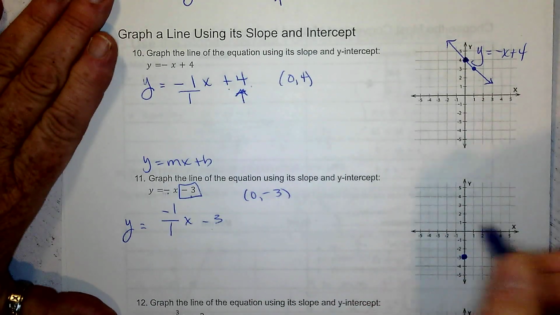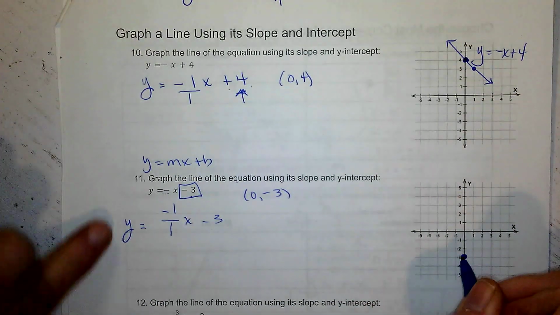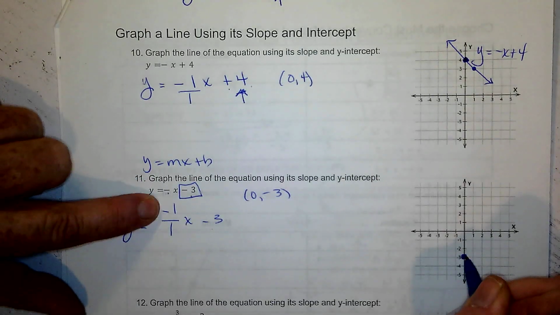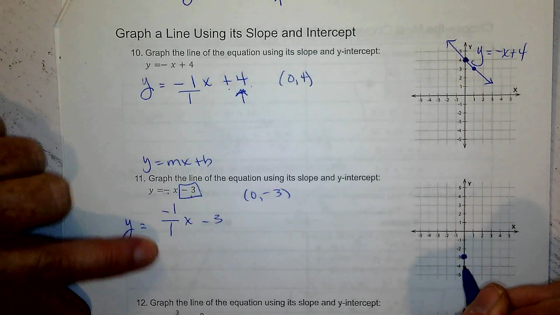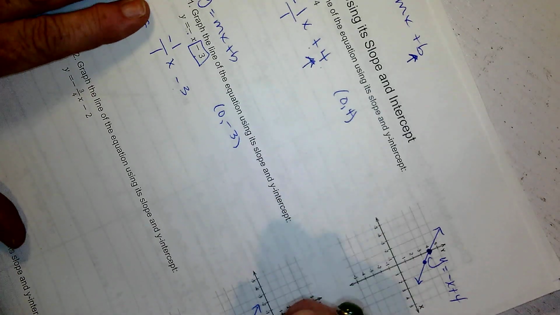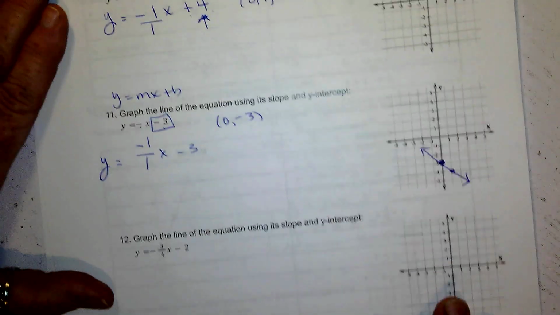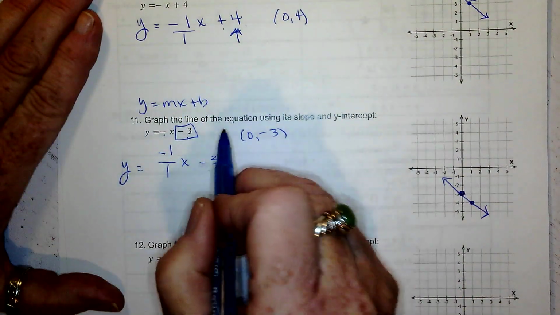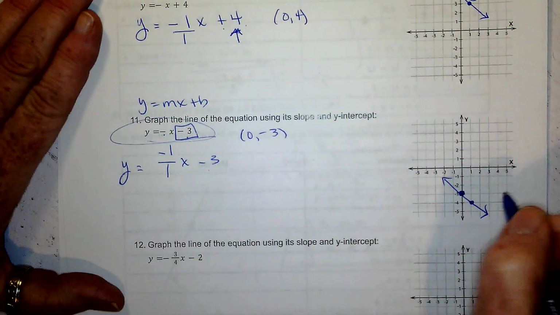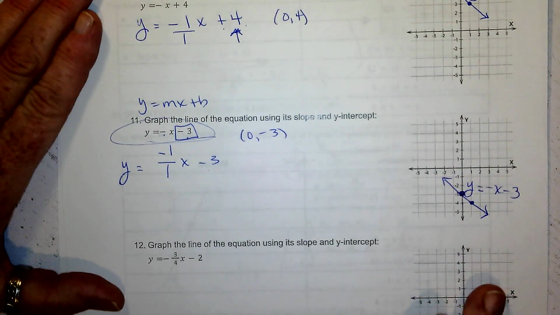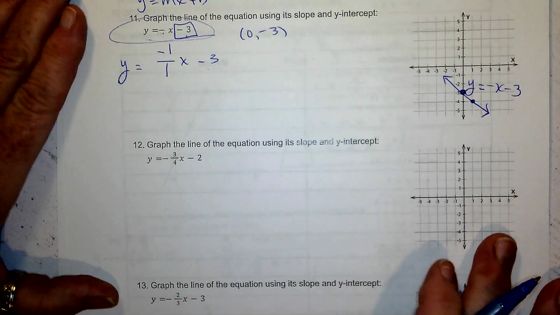All right, so from this point, we're going to rise, which means up or down. We're going to rise, but we're going to go down because it's negative 1. And then we're going to run to the right 1. Draw your line, create your arrows to show that the line continues in both directions, and then lastly, name it what the original line was. y equals negative x minus 3. Hopefully you got that one okay.